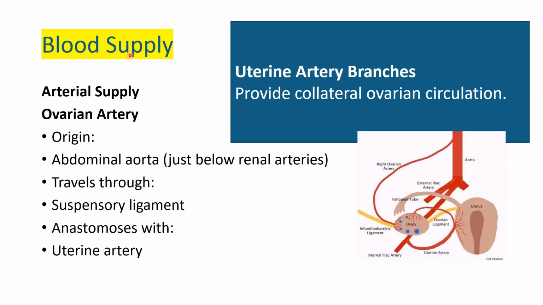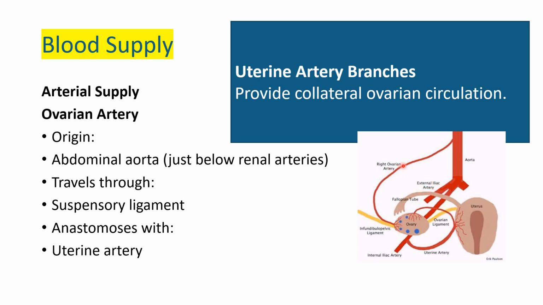So the blood supply of the ovary, the arterial supply: ovarian artery, origin abdominal aorta just below the renal arteries, travels through the suspensory ligament, anastomosis with the uterine artery. So you can see the uterine artery branch provides the collateral ovarian circulation. So this is the anatomy, the iliac artery there, the uterine artery, then you have the ovarian ligament there, then the infundibulopelvic ligament there, and then the fallopian tube, the external iliac artery there.